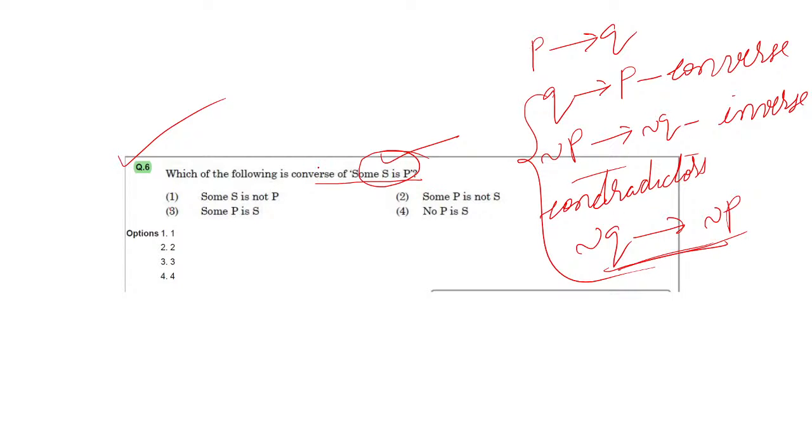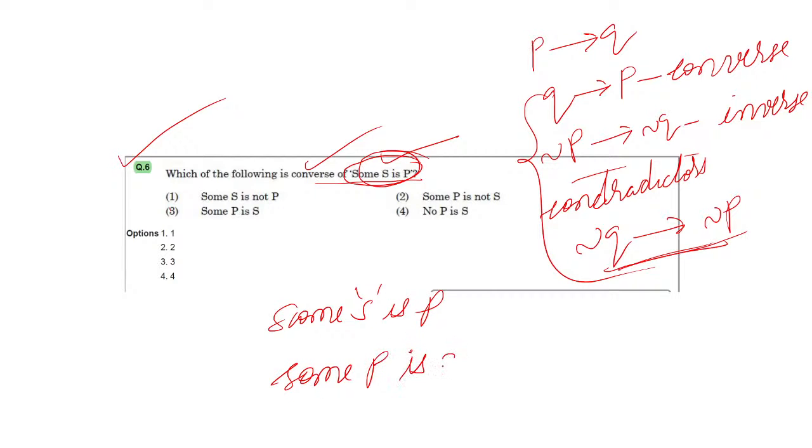Here we have to find the converse. Converse means just reverse. Some S is P, right? Here some S is P, that means some P is S. It will become some P is S. This is converse. Inverse means negation. Some S is not P.